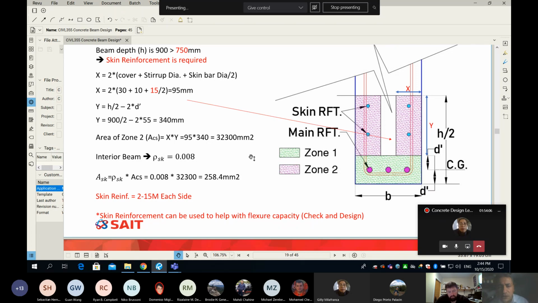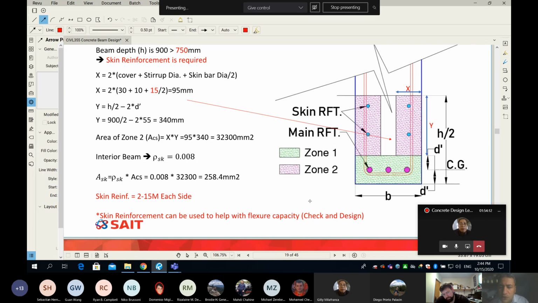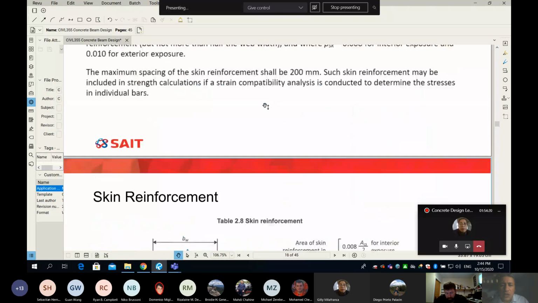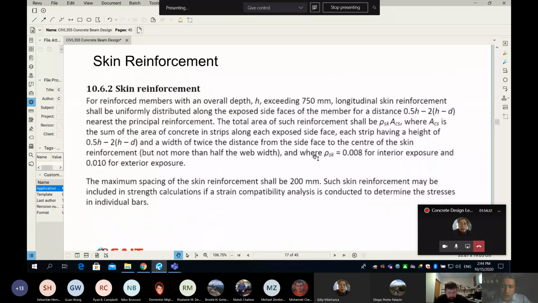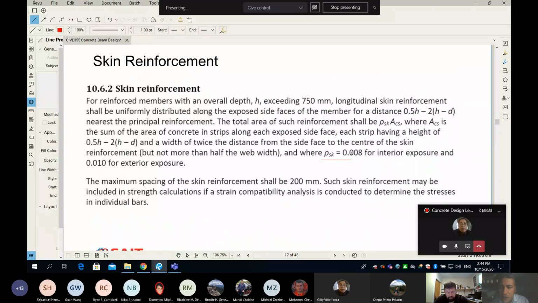So we know that. However, there's another rho. There is a rho for the main reinforcement, and there is a rho for the skin reinforcement. This number comes from the code. I'll let you read it here. So I'm going to mark it for you quickly. You can see here rho skin is equal to 0.008 for interior exposure. So if I have an interior beam that is exposed to nothing and protected, then I need to provide skin reinforcement equal to 0.8%. And if my beam is exterior, the same rho skin is equal to 1%.